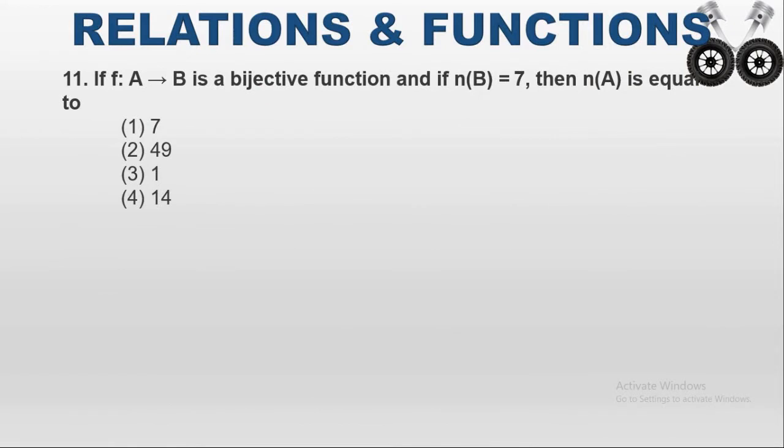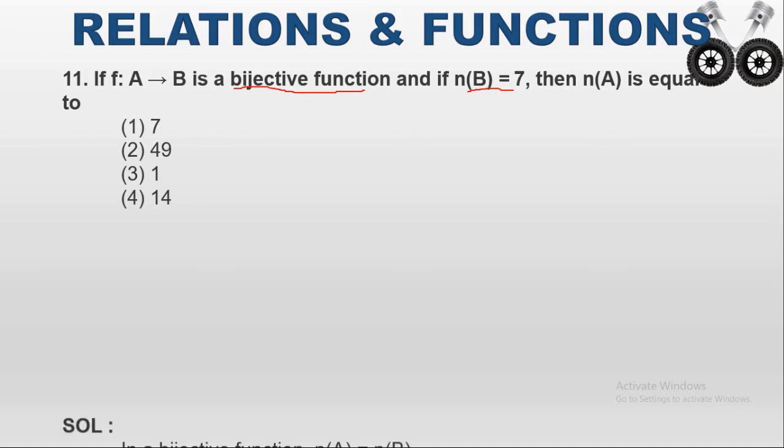The function is defined from A to B, that is a mapping from A to B, and the function is bijective. So what is meant by a bijective function? Any function which satisfies both the one-to-one property as well as the onto property is called a bijective function. Then n(B) equals 7, that means the number of elements in B equals 7. Then we have to find how many elements are in set A.